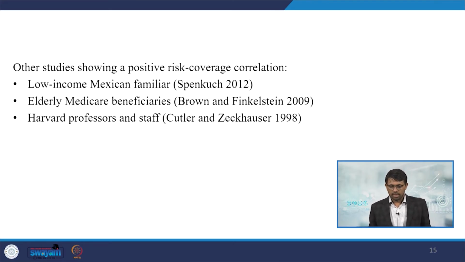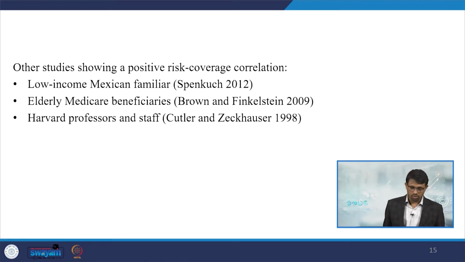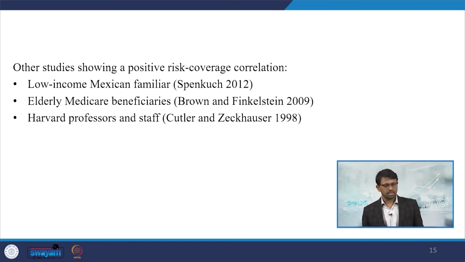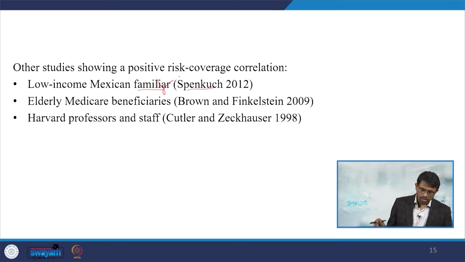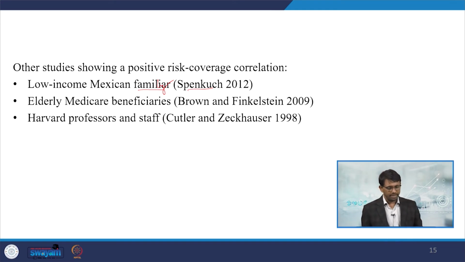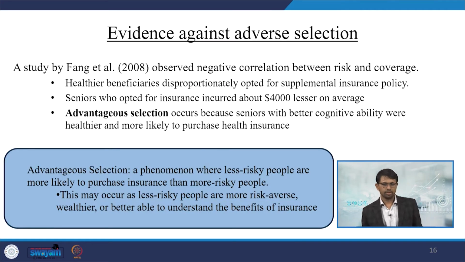In real market contexts, there are other studies showing a positive risk coverage correlation, such as the low income Mexican families, as mentioned by Spenkuch, and elderly Medicare beneficiaries, mentioned by Brown and Finkelstein, Harvard professor and staff, etc. There are some other studies that derived the evidence.